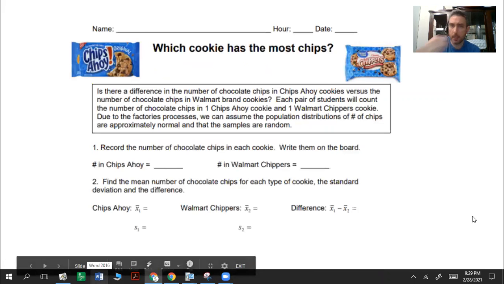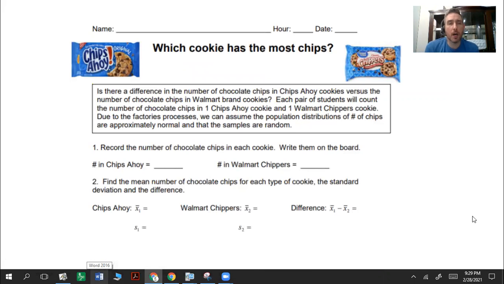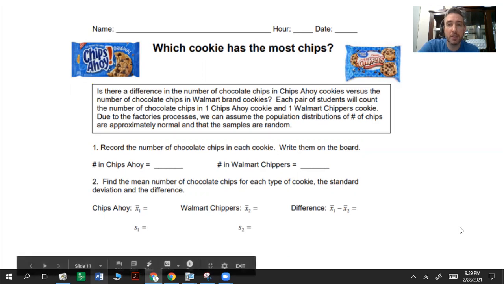So let's look at chocolate chip cookies. Let's say you were in class and I gave every one of you a Chips Ahoy cookie and every one of you a Walmart brand Great Value chippers. I think that's what they're called. And we want to see if there's a difference in the number of chocolate chips. So we randomly select a chocolate chip cookie from both, count the number of chocolate chips, and report our data to the class.